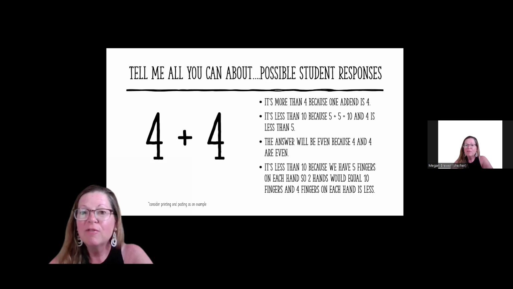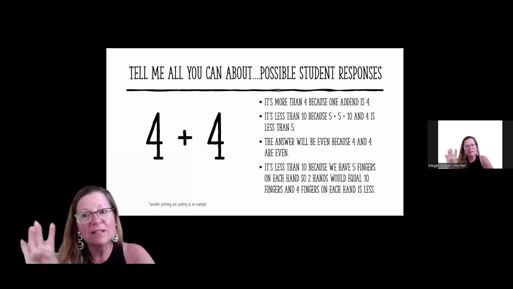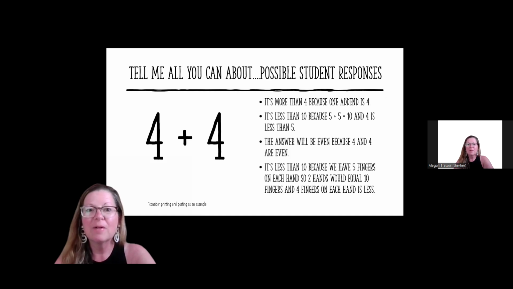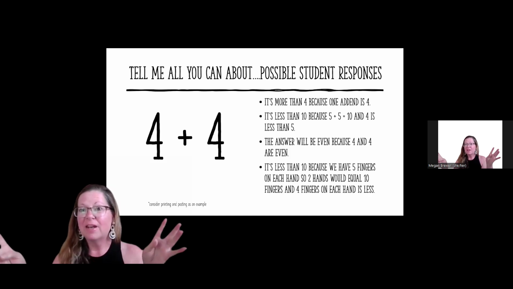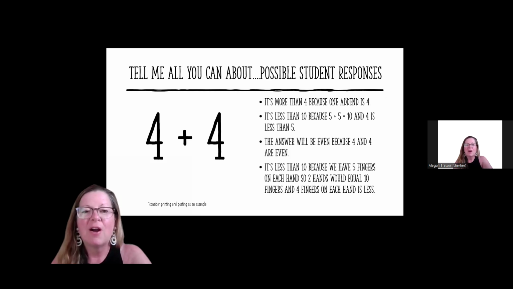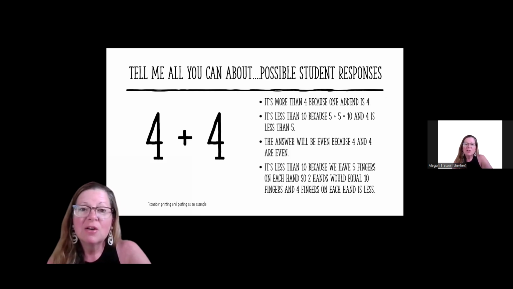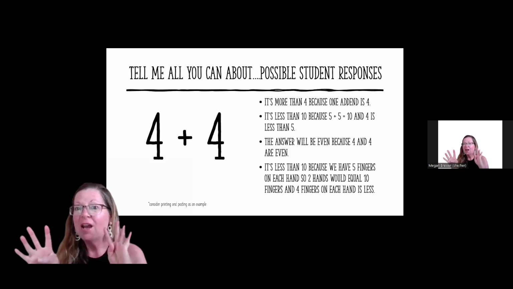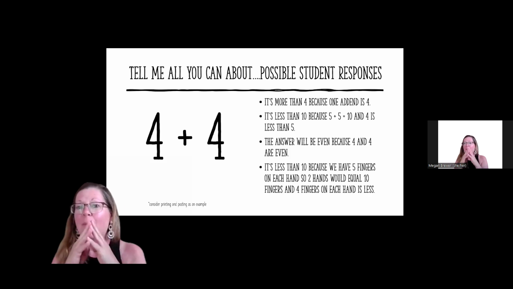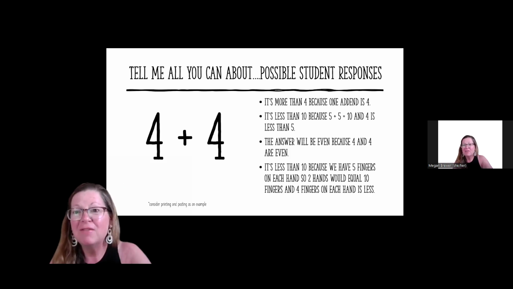So here they are. It's more than 4 because one of the add-ins is 4. So it's got to be more than 4. So I'm showing that I understand that addition, that joining of our two add-ins. It's less than 10 because I know 5 plus 5 is 10. And this is 4 and 4. And I know 4 is less than 5, so it's got to be less than 10. The answer will be even because 4 and 4 are even. And I know when I add an even number and an even number, my two add-ins are all going to match up and result in an even number.